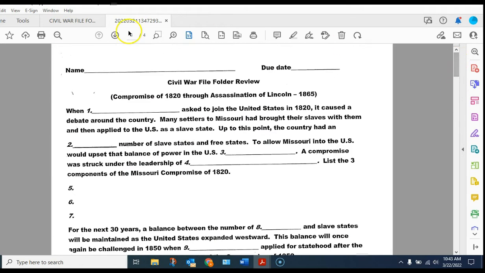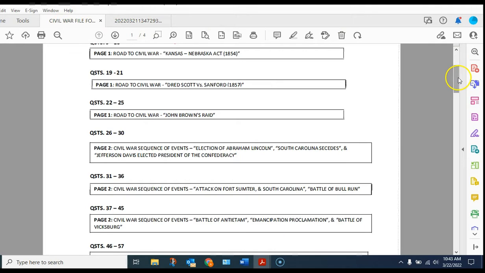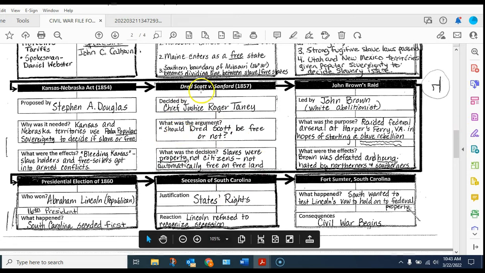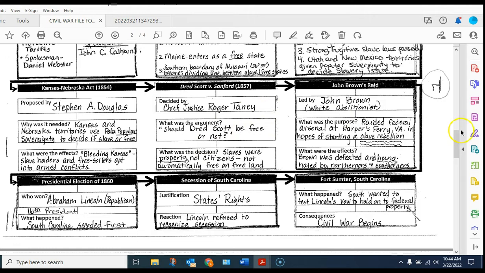So you'll go over to your packet and you'll go down to page 1, Road to Civil War, Dred Scott box. And those answers will be found right here. And you guys will notice that a lot of the words that you're going to need are underlined on purpose to help you. Okay.